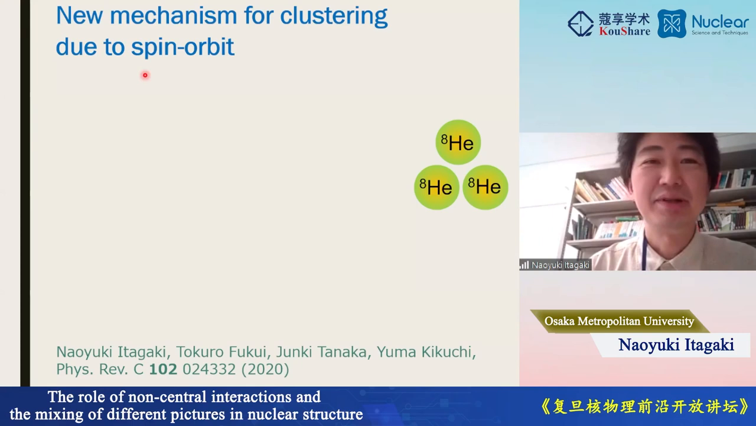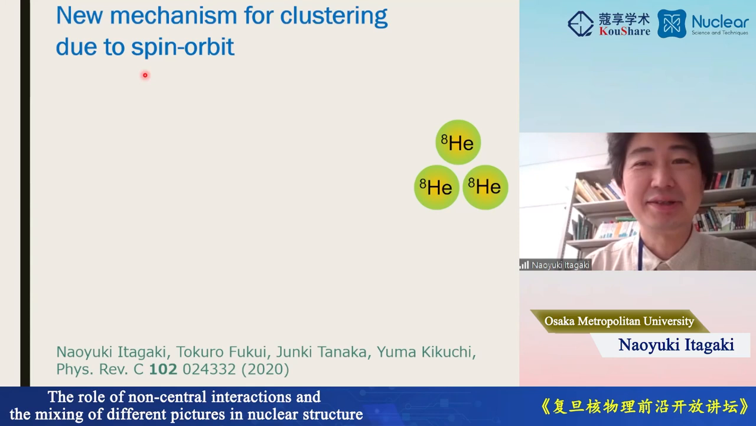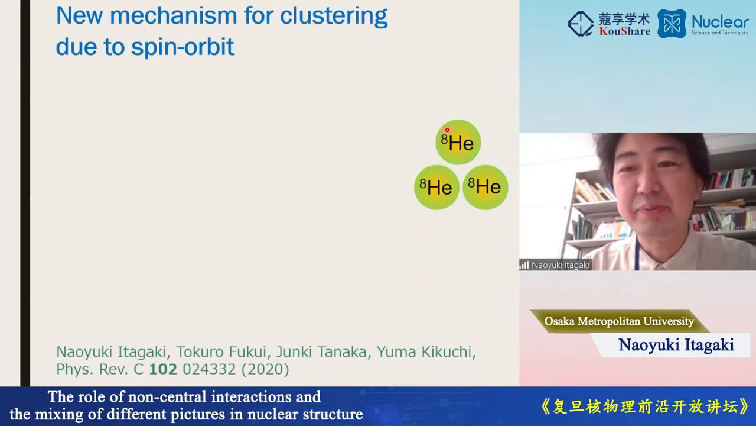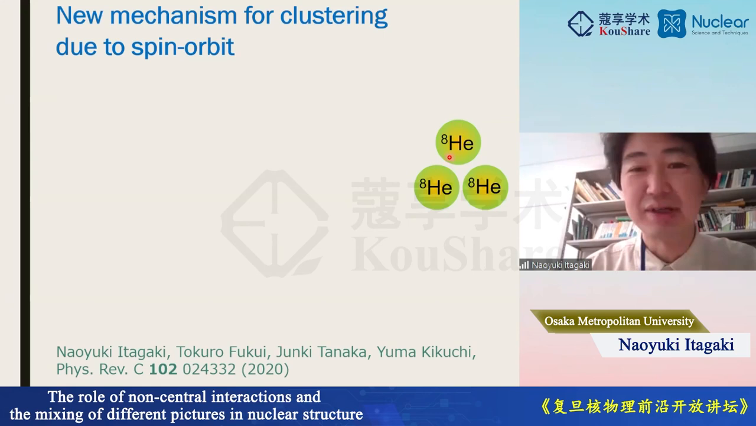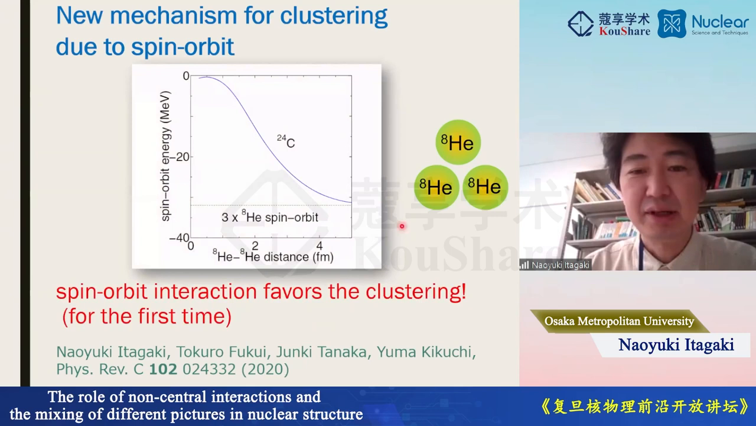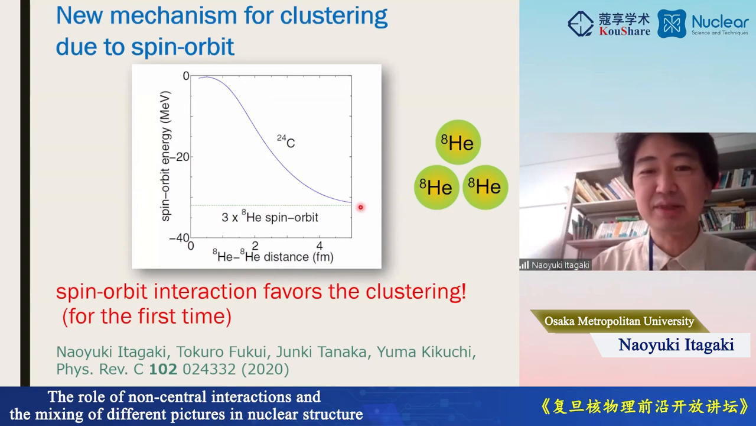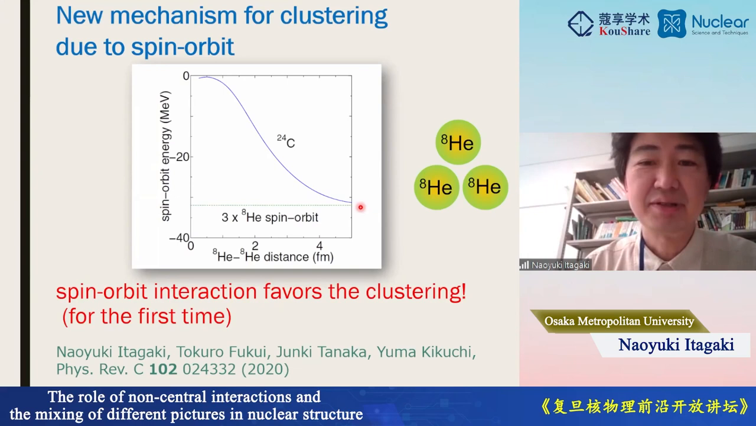But now I would like to mention that the spin-orbit interaction enhances the clustering in this case, because we prepare the cluster, which is a subclosure configuration of p3/2. So in each cluster, the spin-orbit interaction works attractively. If we calculate the spin-orbit energy, it becomes three times the contribution of each helium 8 at large distance. So if they are separated, it becomes three times the spin-orbit contribution in one helium 8. But this is disturbed when they come closer.